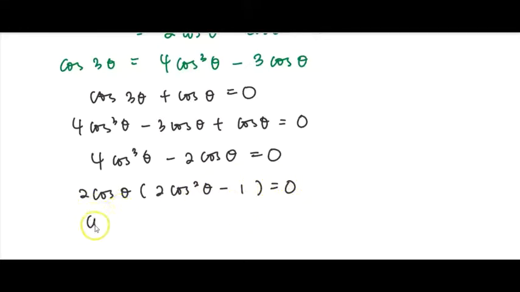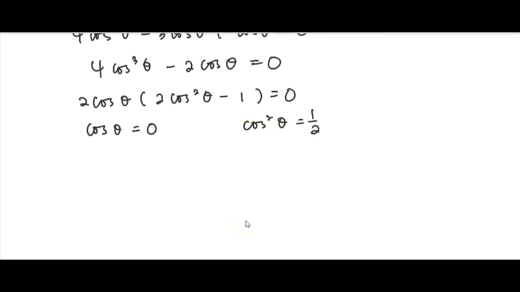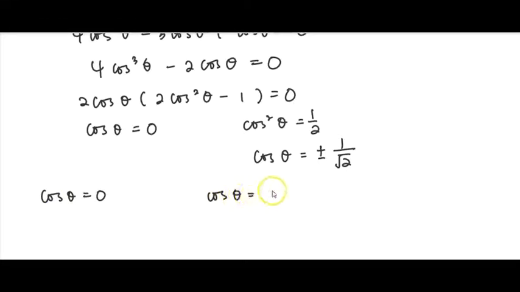So then I solve it. I got cos theta equals 0 and cos square theta equals 1 over 2. So here I'm going to solve for cos theta for this equation. That will be positive or negative 1 over root 2. So here we got 3 equations to be solved: cos theta equals 0, cos theta equals positive 1 over root 2, and cos theta equals negative 1 over root 2.